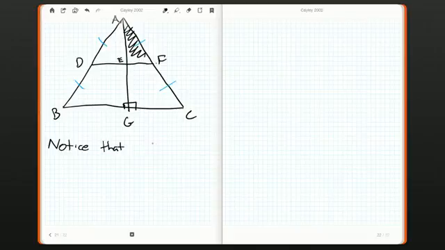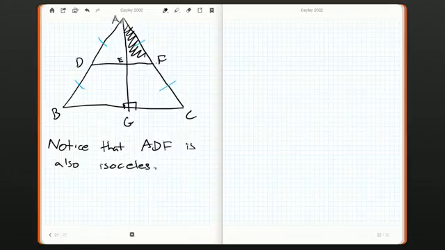The first thing I want to notice is that ADF is also isosceles. I think that's a good thing to note. AE splits it in half, so we get this right angle here. But what can I do here?